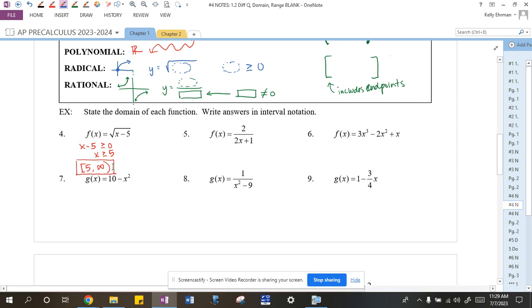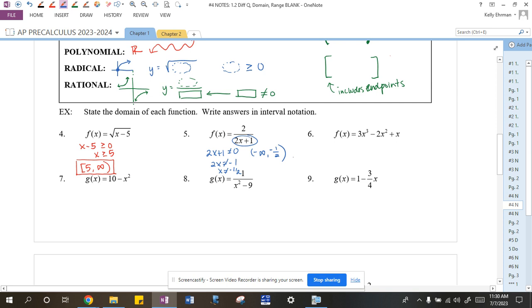Number 5 is rational. So again, it's the denominator that's the problem. Set 2x plus 1 not equal to 0 and solve for x. 2x can't equal -1. X can't equal -1/2. X can be anything except -1/2. So the domain can stretch from negative infinity up to -1/2, but I use a parenthesis to say up to but not including that endpoint.